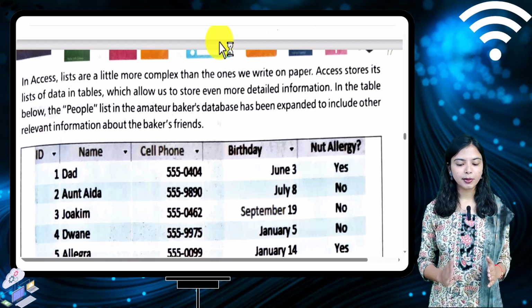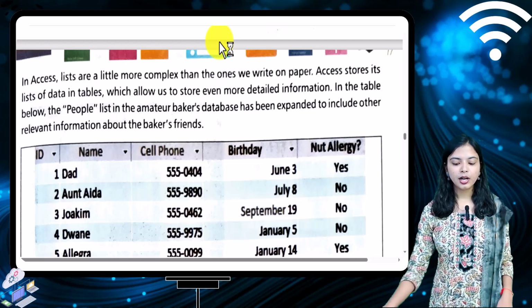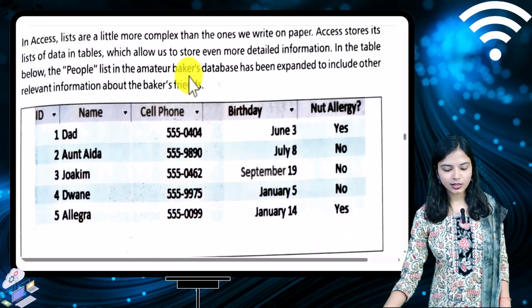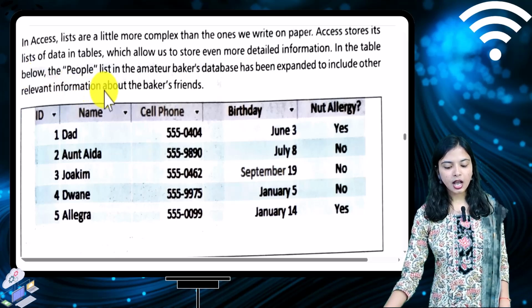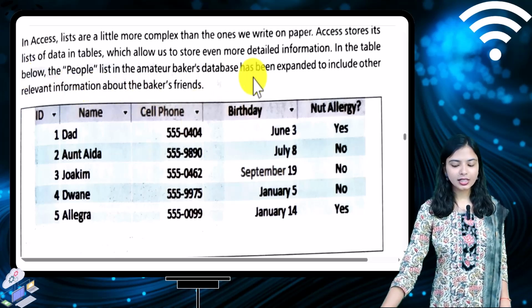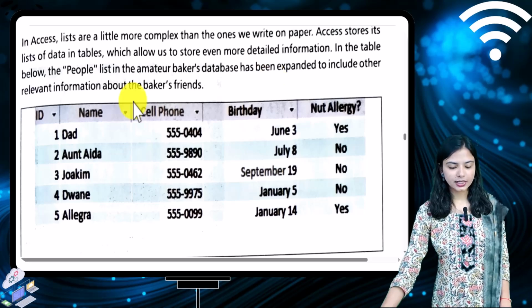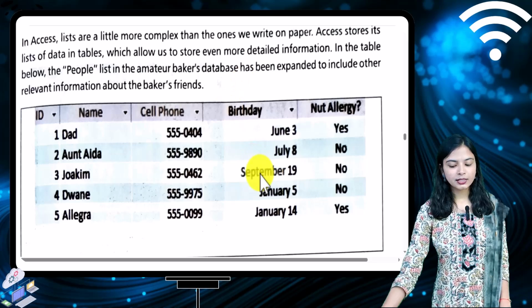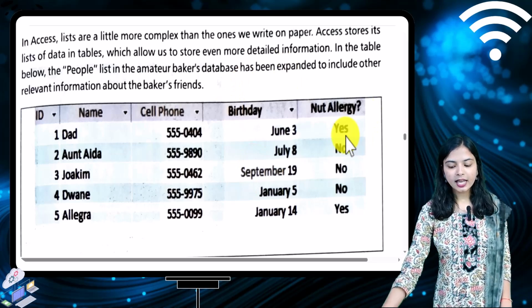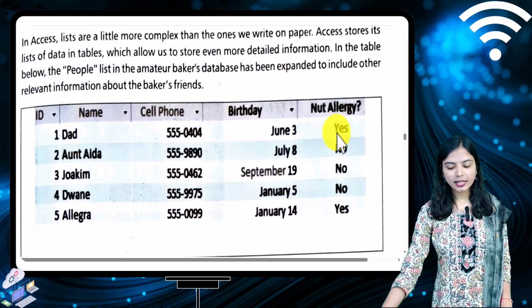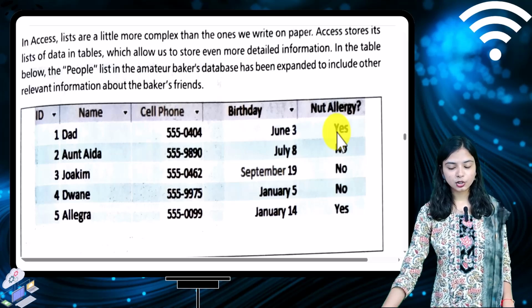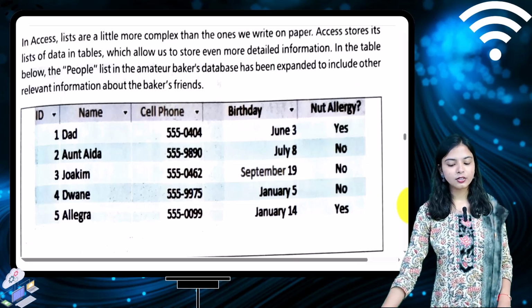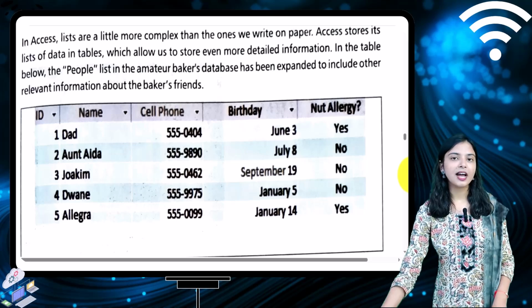The table below the people list in the amateur baker's database has been expanded to include other relevant information about the baker's friends. Okay, so these are the other pieces of information about the baker's friends. Suppose these are the names of the friends, their cell phone numbers, their birth dates, and nut allergy. Okay, if they have any nut allergy or not. So these are the further lists they have added to their database.